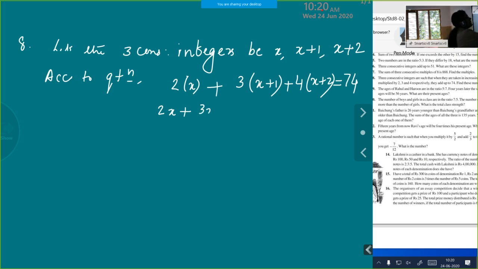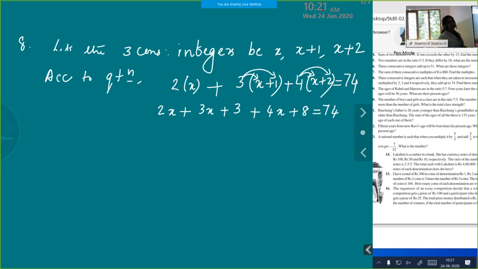3 into x is 3x, and 3 into 1 is 3. Please note down the calculations I am doing and do not make mistakes in your calculation steps. Then you have a plus sign there. Next bracket, open it again using the distributive property. So we get 4x, then 4 into 2 is plus 8. This is equal to 74.